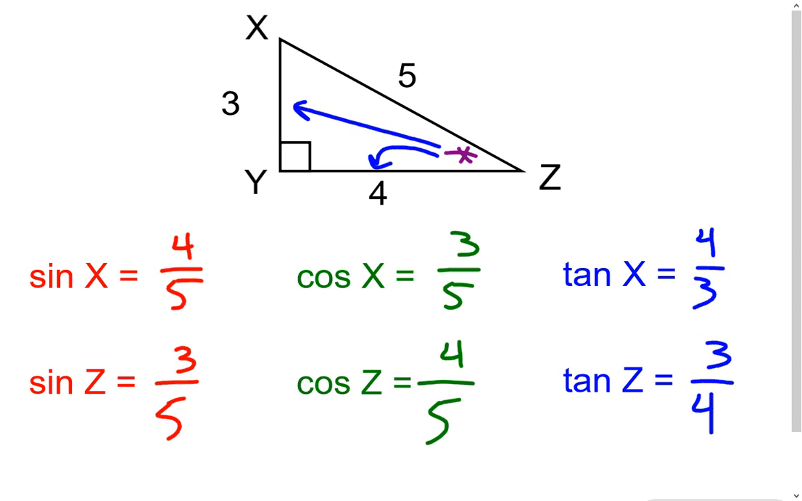And we have calculated the ratios of sine, cosine, and tangent depending on whether we're going from angle X or angle Z. And all those ratios we left as fractions. We could turn them all into decimals as well, but a lot of times the fractions will be just fine.